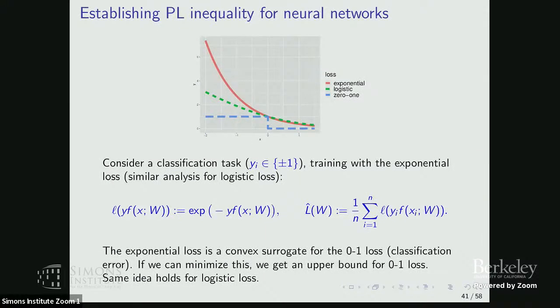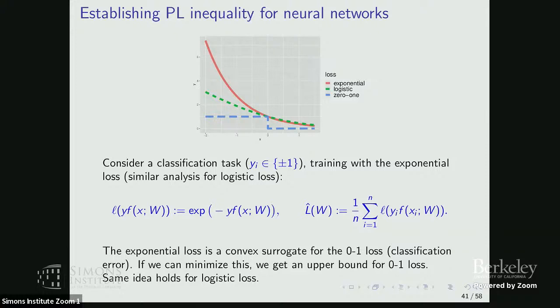Okay. So we'll consider in the remainder just classification tasks where the labels are going to be binary plus or minus 1. And we'll just be talking about training with the exponential loss. And maybe we'll get into what happens with other convex decreasing loss functions afterwards. Right? So the exponential loss is this one in the red. It's an upper bound for the 0-1 loss. And since it's an upper bound for the 0-1 loss, if we're able to minimize the exponential loss, we're able to minimize the 0-1 loss.